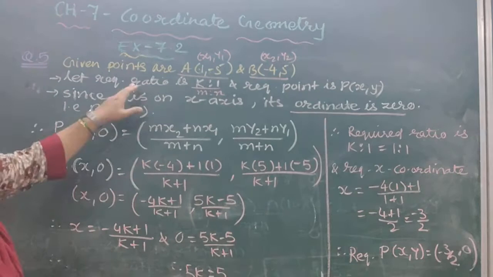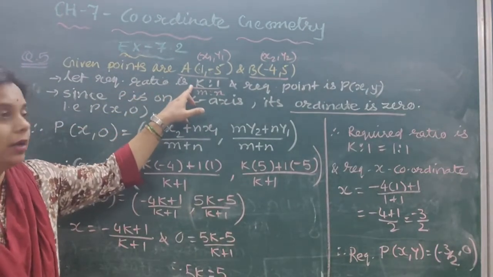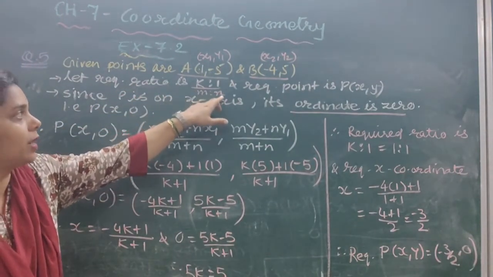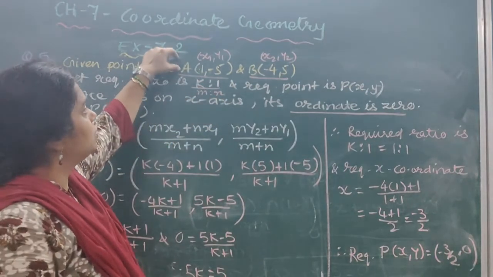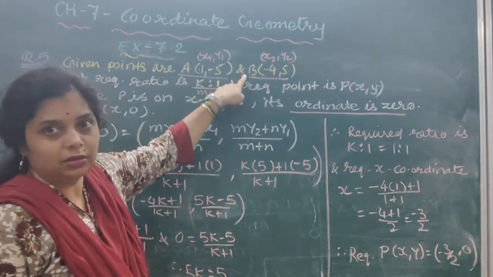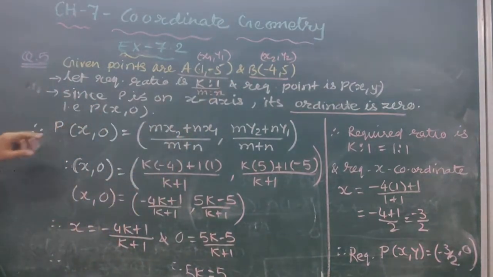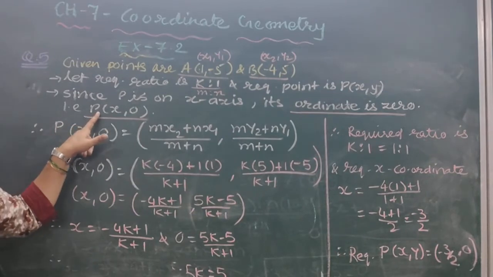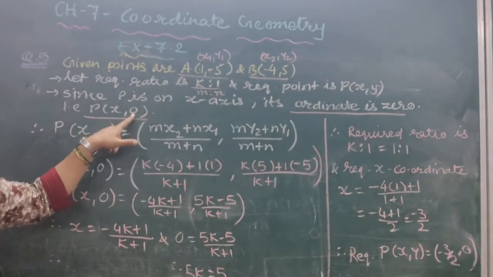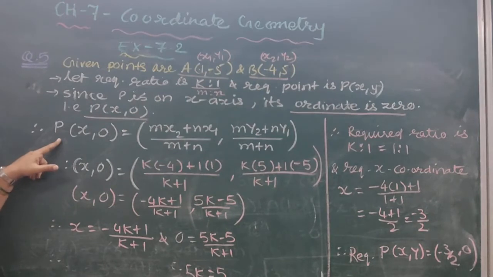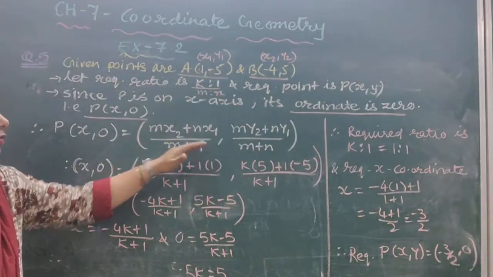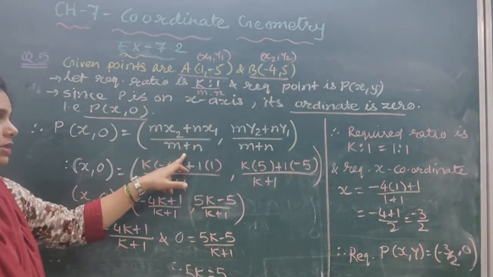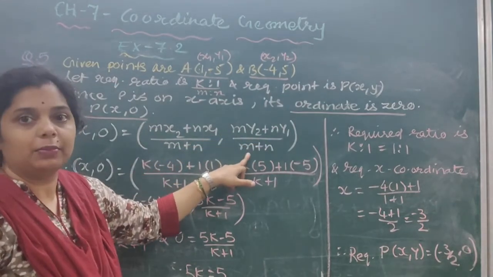Let the ratio be k is to 1, and here I assume it is m is to n. I took x1, y1 as the coordinates of A and x2, y2 as the coordinates of B. Finally, the point is (Px, 0) because this point is on the x-axis, which means its y coordinate must be 0. Now applying the section formula, the coordinates of the point which divides the line segment are (mx2 + nx1)/(m + n), (my2 + ny1)/(m + n).